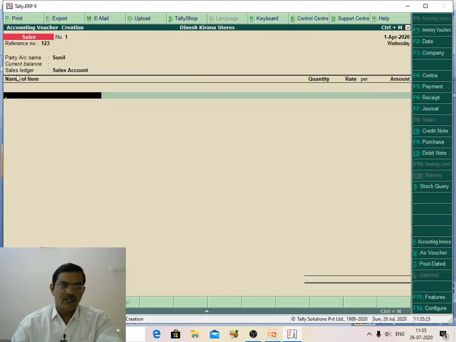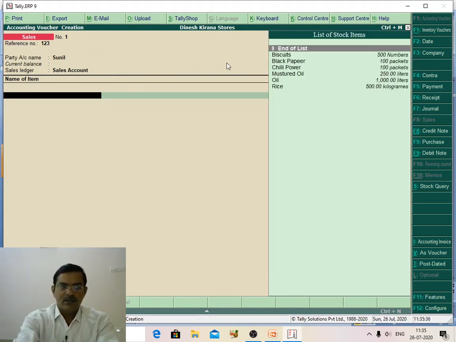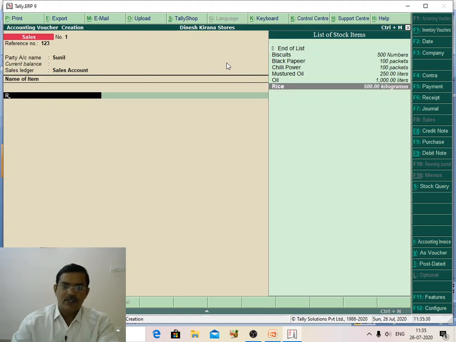And what is the account? The sales ledger is the sales account. Okay, what items does Sunil want to buy? He wants to buy Dawat rice. How many kilos does he want? Here it shows the quantities available in the Dinesh Kirana store. The rice available is 500 kilos, oil is 1000 liters, chili powder 100 packets. Like this, the list of stock items is available.